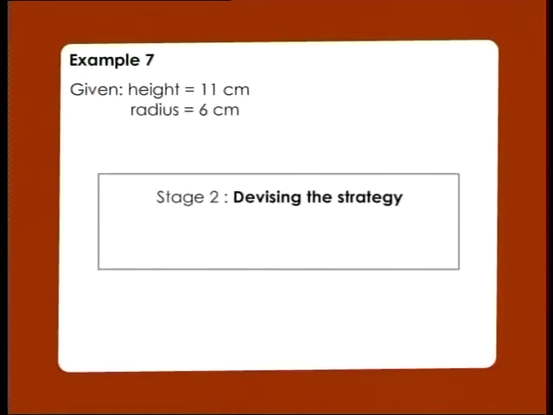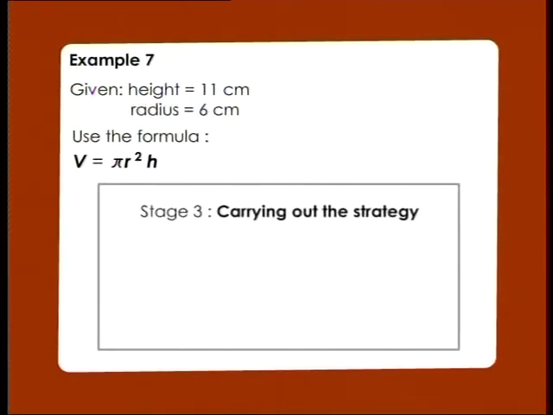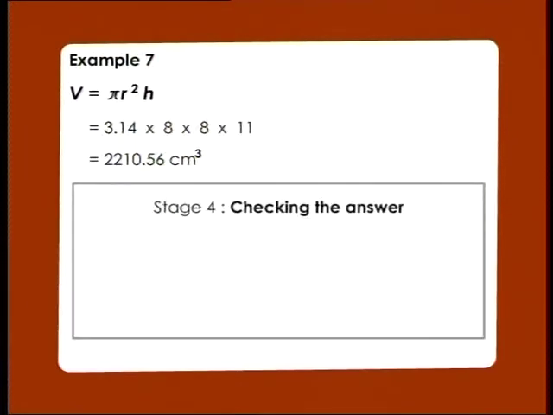Stage 2. Devising a strategy. Use the formula V equals pi R squared H. Stage 3. Carry out the strategy. V equals pi R squared H equals 3.14 times 8 times 8 times 11 equals 2,210.56 cubic centimeters.